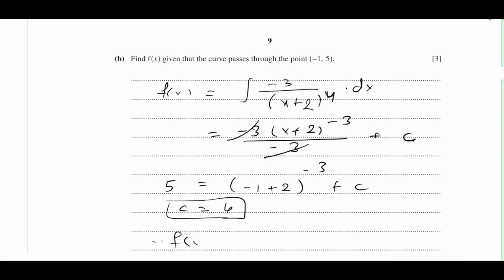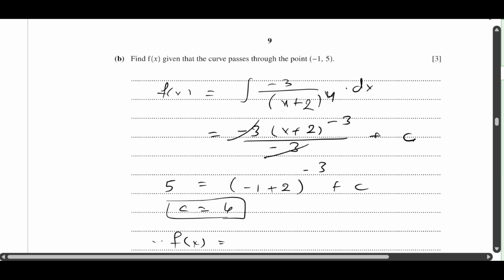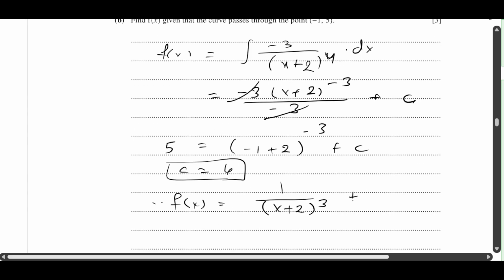So therefore f(x) will be, this minus minus cancel. So f(x) is what? 1 upon (x plus 2) the whole cube, plus 4. Okay, that is the answer.